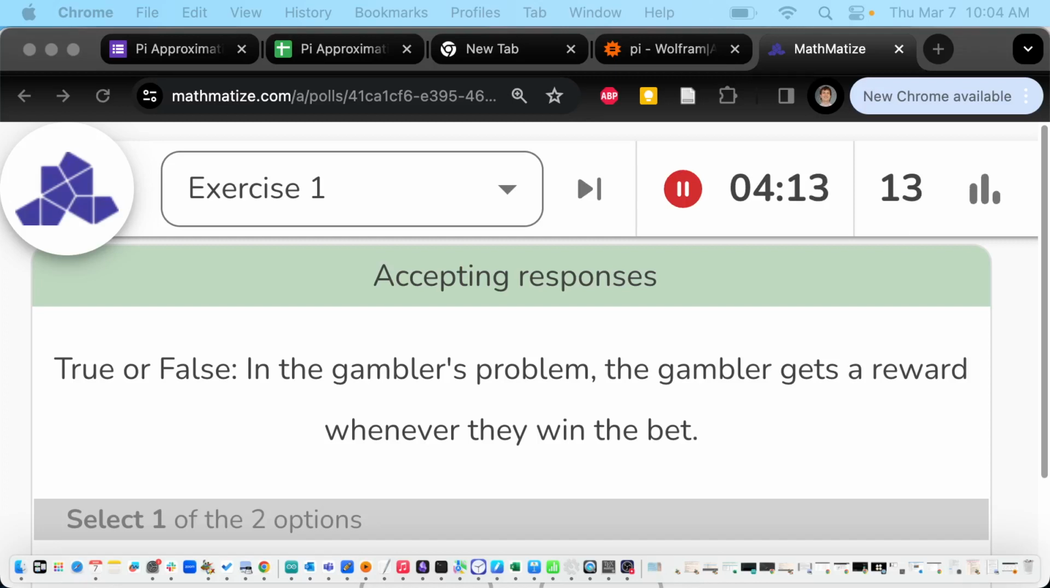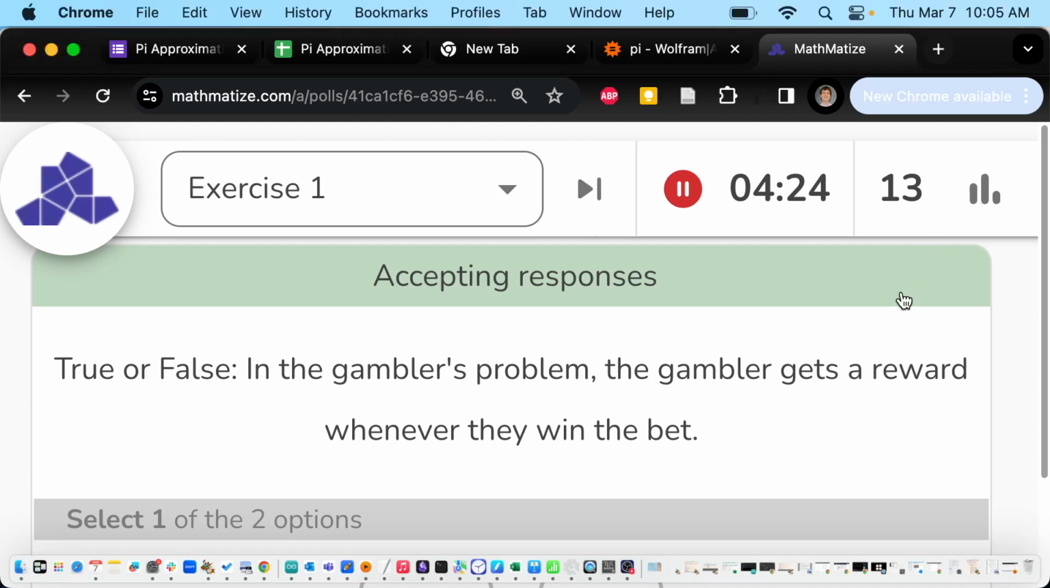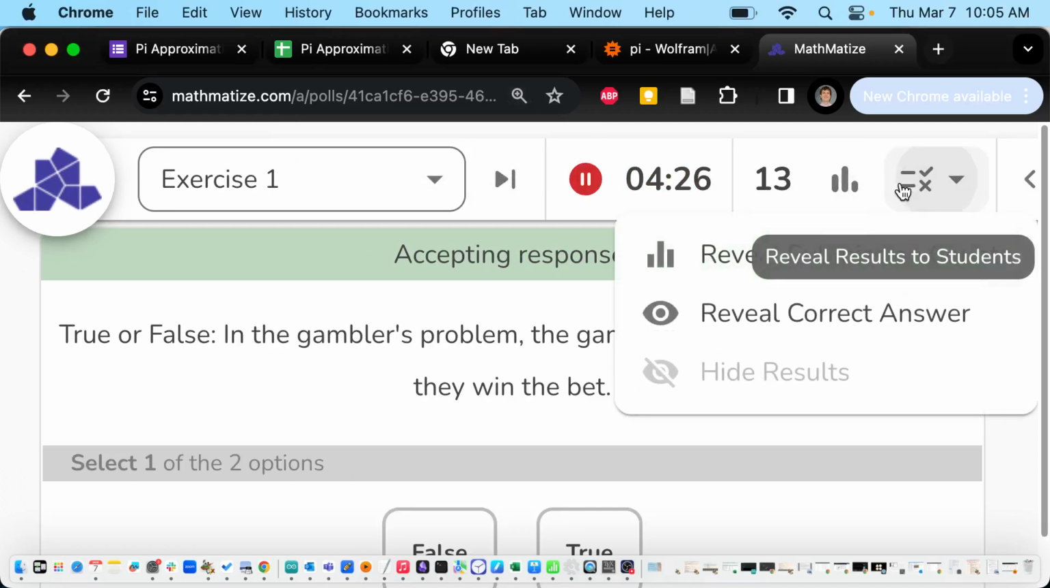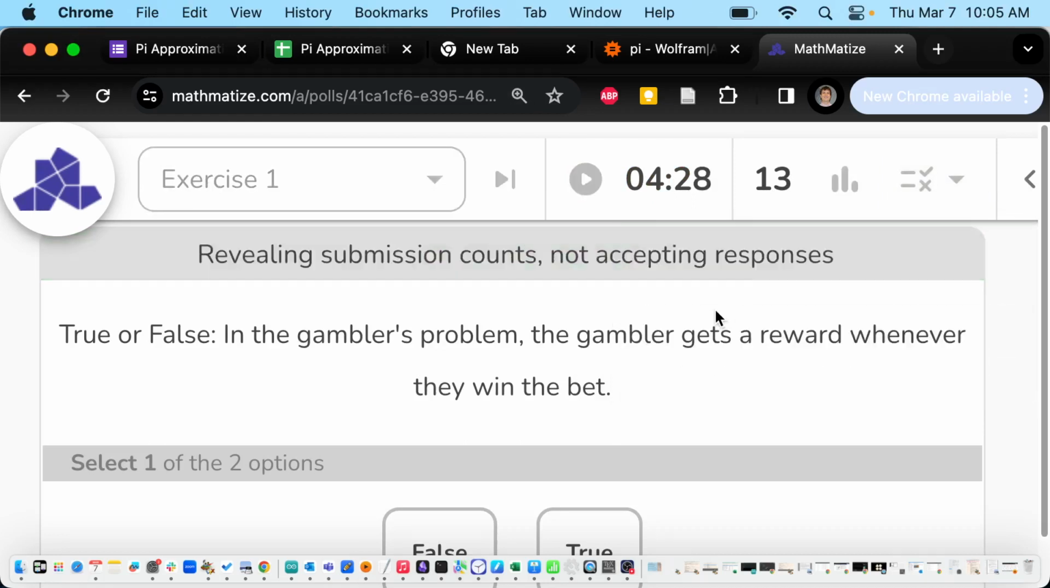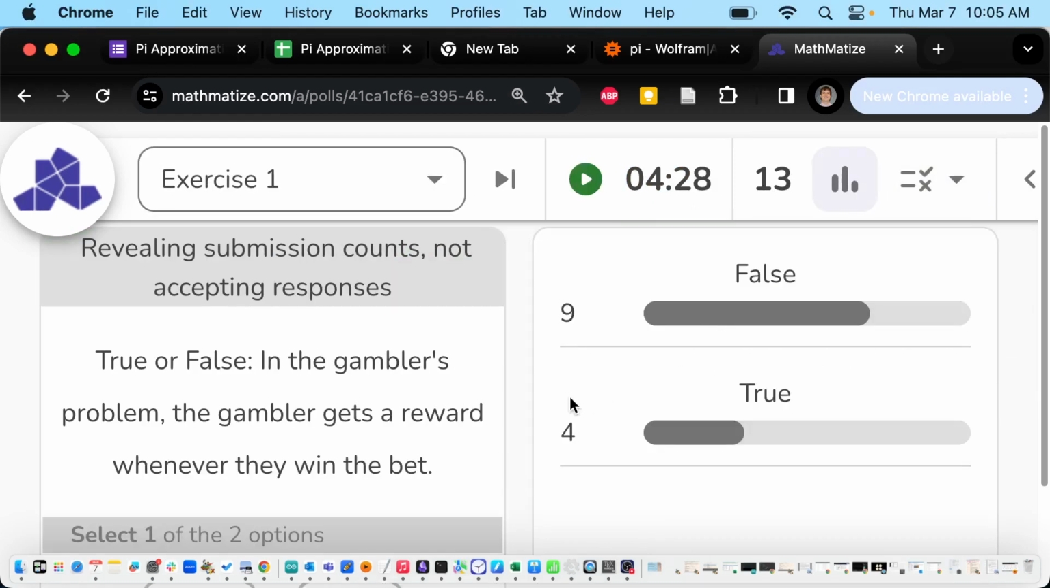Okay, so we're going to start with this recap problem. In the gambler's problem, true or false, the gambler gets a reward whenever they win a bet. Let us see what you said. Let me try to zoom out a bit here. Nine people said false, 4 people said true. Very good. The correct answer is false.